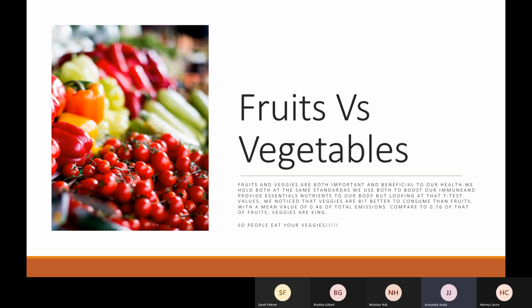So when comparing fruit to veggies, as we know that they are both beneficial to our health, we came to the conclusion that veggies are more environmentally friendly than fruits because the emission of fruits was about double the amount of that of veggies.